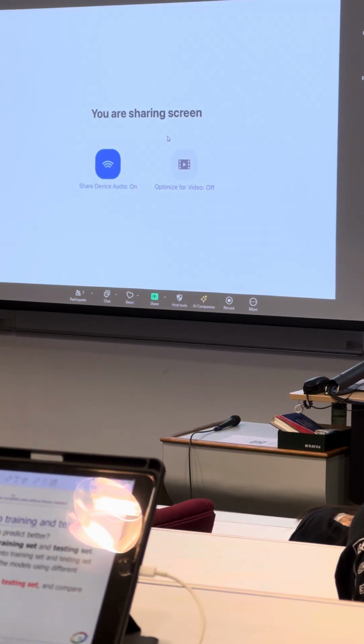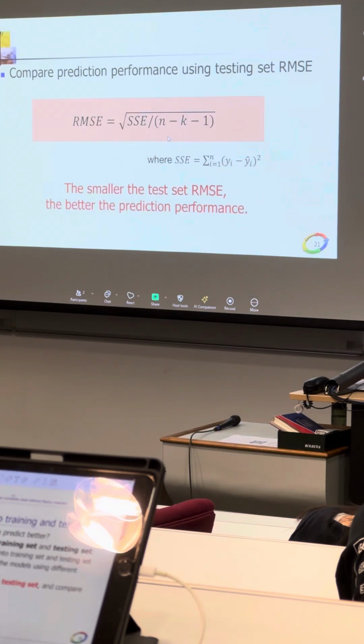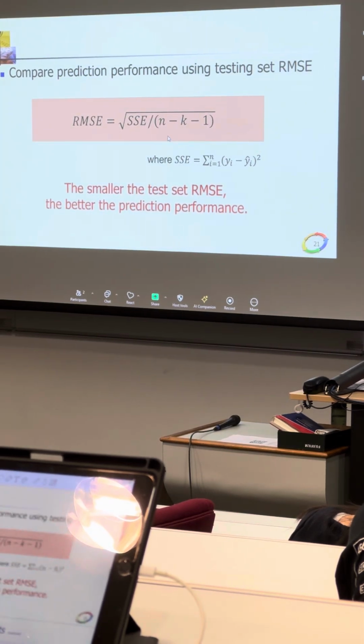Now, there are different performance measures on the test set. The one that we introduce, commonly used by analysts, is called the root mean square error. RMSE, root mean square error, is the square root of the mean square error. Mean square error is equal to the sum of square error divided by the sample size n minus the number of predictors k minus 1. So that will be the root mean square error.